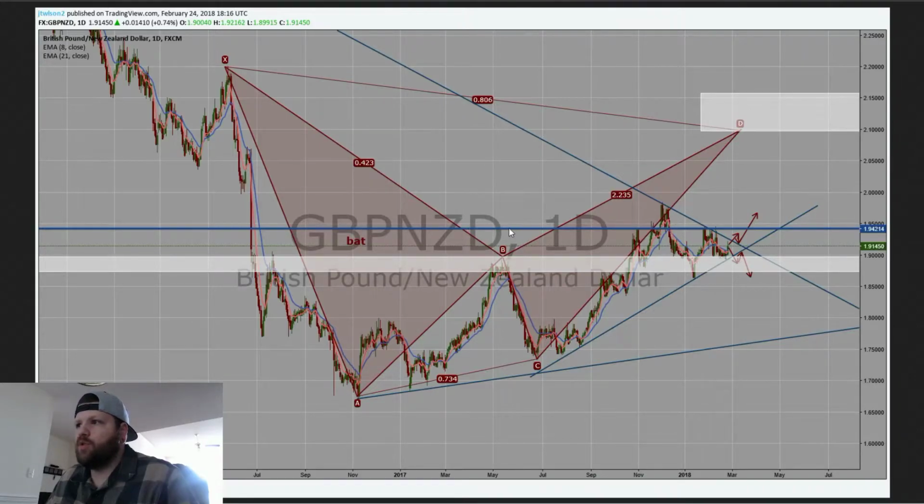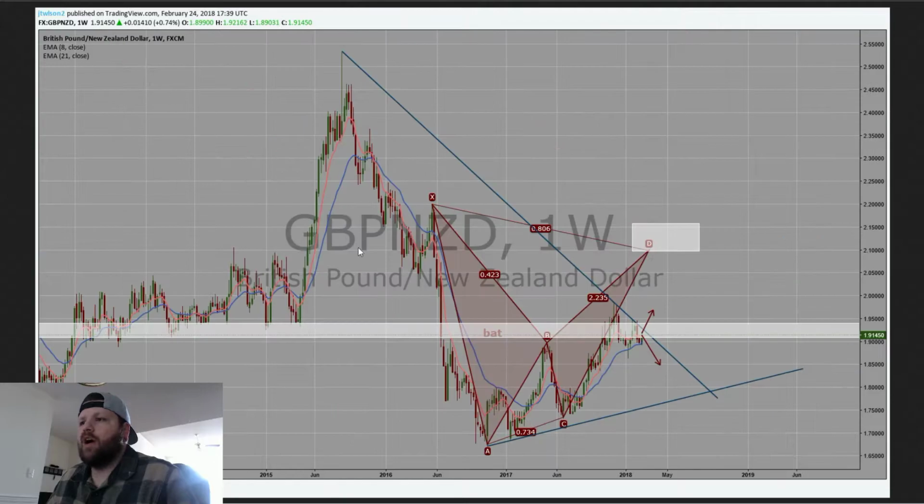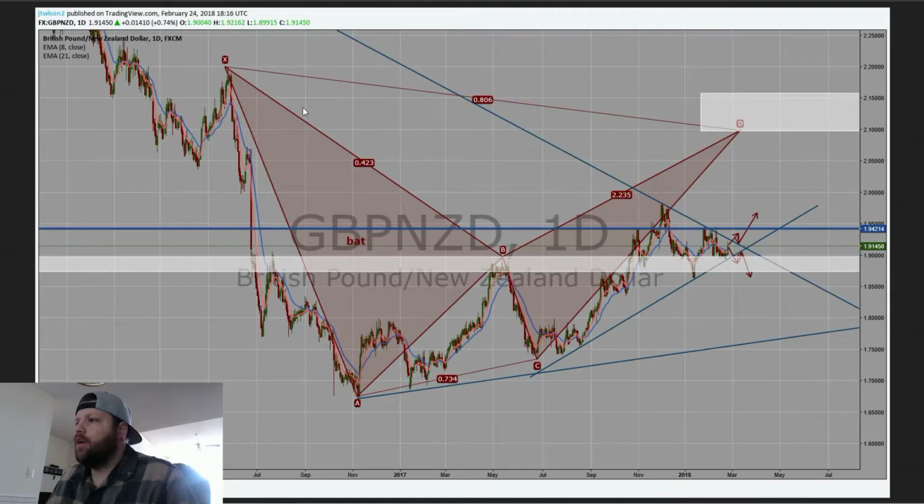Really, we could use this supply and demand zone, or excuse me, support and resistance level right here, as this whole thing could be a zone. It's just depending on what time frame you want to look at, the weekly time frame or the daily time frame. So both of these are correct. They're both valid. It's just depending on what time frame you're wanting to trade off of.